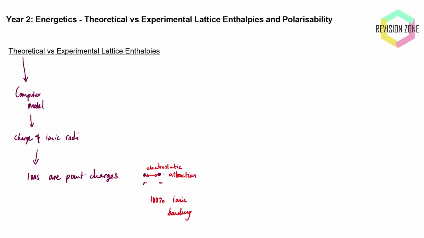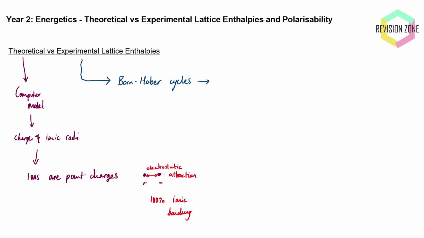Whereas if we look at experimental lattice enthalpy, it slightly differs. We've already calculated experimental lattice enthalpies using Born-Haber cycles. Using those Born-Haber cycles we've seen in previous videos, we can calculate those experimental lattice enthalpies. The reason it's experimental is because the enthalpies you use in Born-Haber cycles are based off experimental data. So all those enthalpies that you might use within a Born-Haber cycle, someone has gone away and calculated those for you, not in a computer model.